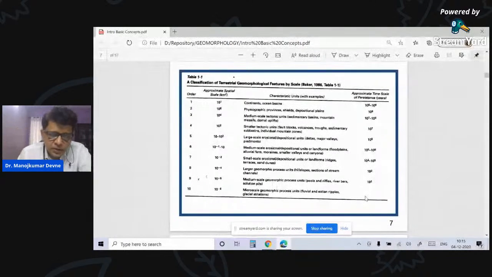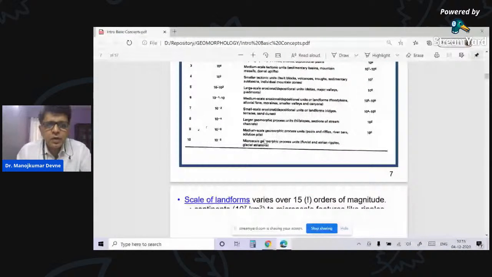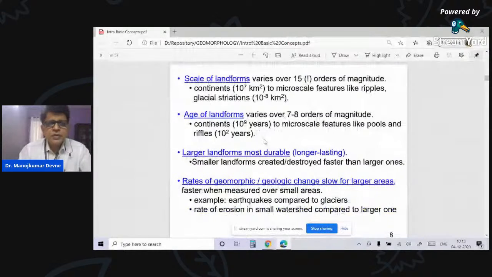So this is classification of geomorphological features by scale, the size of it, and the amount of time that nature takes to hit on this particular size as such. Coming to this again, you'll see that scale of landforms varies from 15 orders. We spoke only about 10. From continents to glacial striations, which could be very minute as well. Age of the landforms varies from 7 to 8 orders of magnitude to a very small period of time.